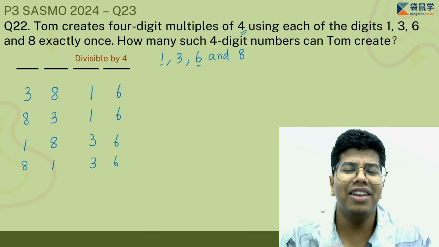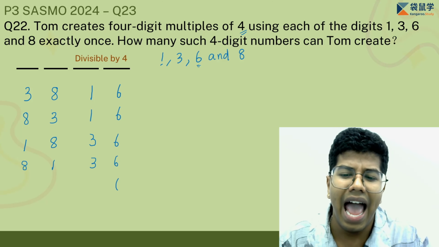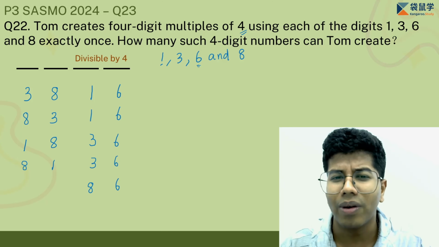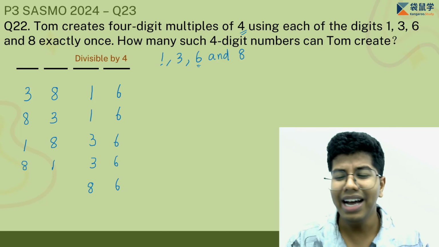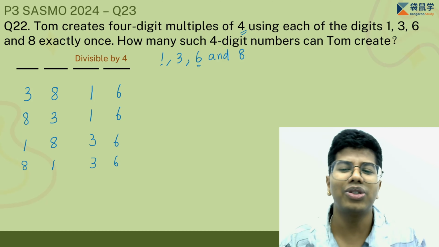Here just by pairing we can get the number. Now if 6 I keep as it is at the end, and if I put 8 now, 86, is this a multiple of 4? No. So here 86 is not possible. So regarding the pairing of 6, it's over now.